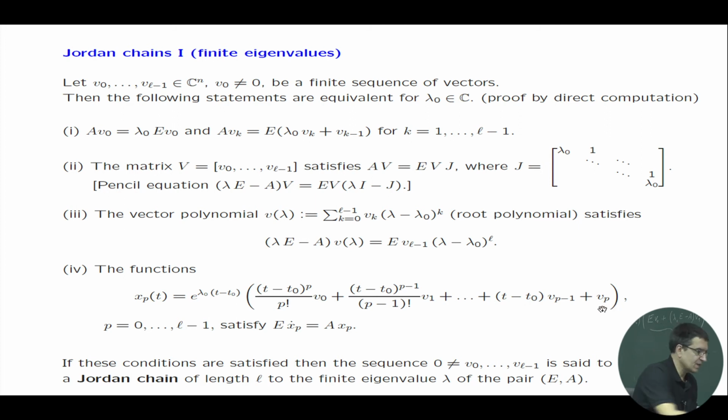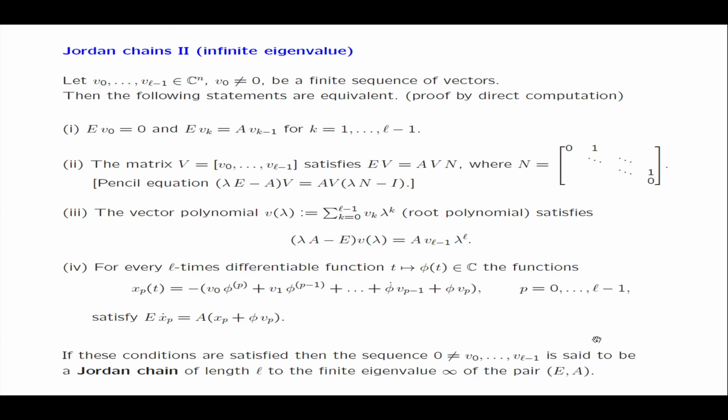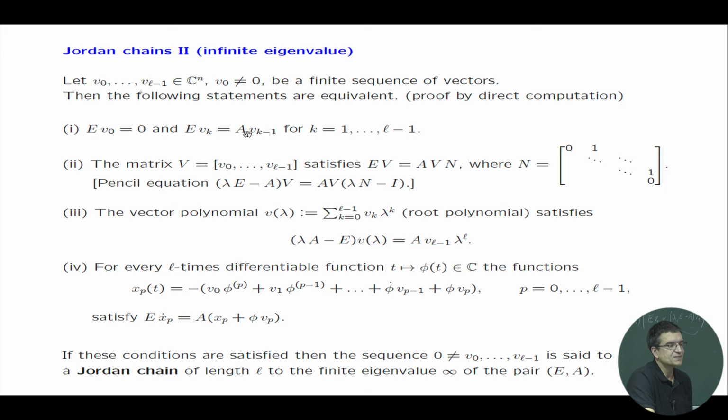So we have analogous statements for the infinite eigenvalue. There we consider again a sequence of vectors, and we say that these vectors form a Jordan chain to the infinite eigenvalue if and only if all these conditions here hold. Okay, they are analogous, so we have these vector equations, or we can put all these equations into one matrix equation with the nilpotent matrix here.